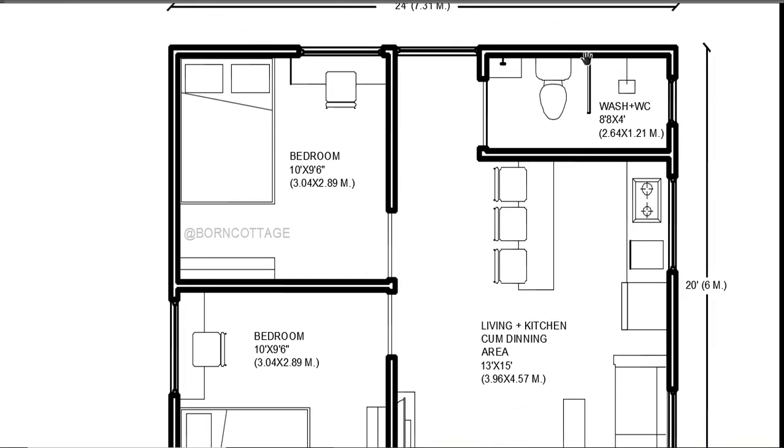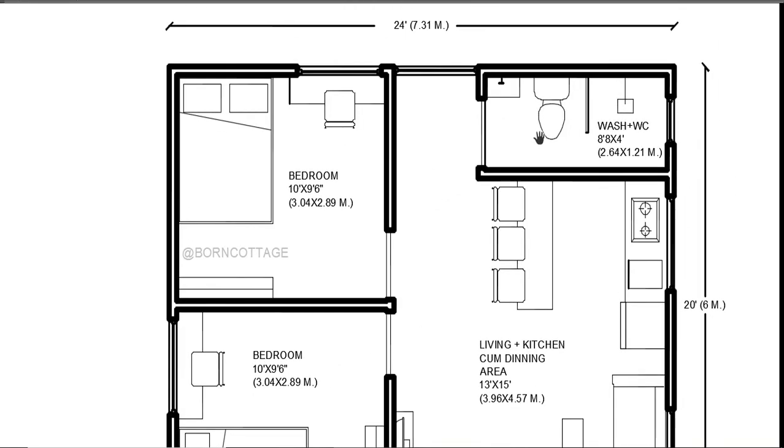And if we go inside, on the right side we have a common use washroom plus water closet. You can see here the wash basin, water closet and the shower area, and we have a ventilator for ventilation of this washroom and a window arrangement.